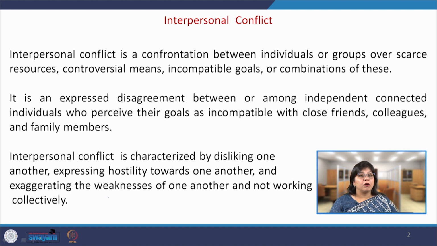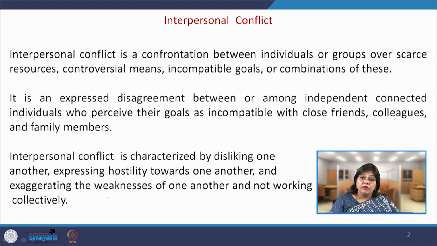It can also be about exaggerating the weakness of the other person. This exaggeration can take the form of spreading rumors or maligning people by saying something wrong or malicious about some other person, which is an expression of hostility towards that person. So, this is interpersonal conflict, a form of disagreement that takes place between two or more people.